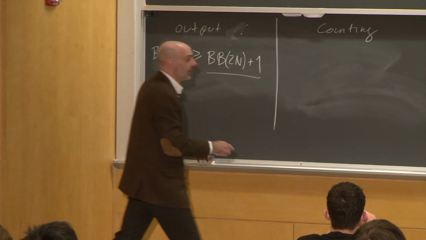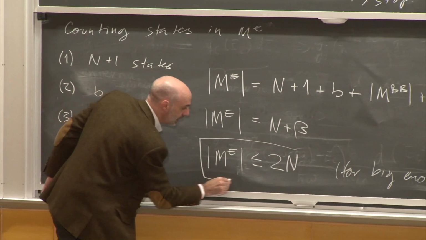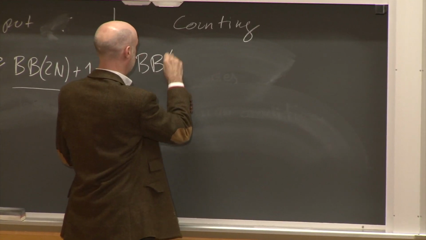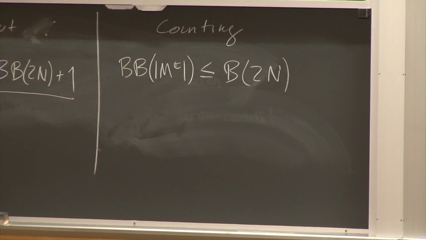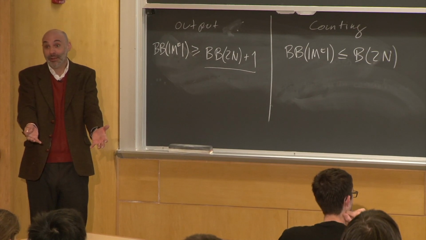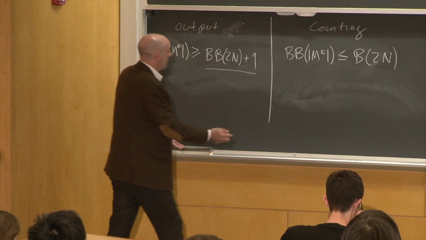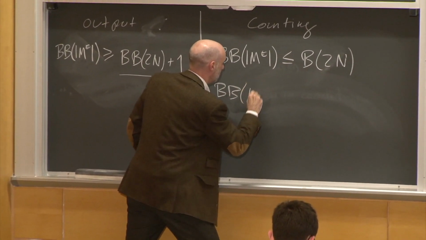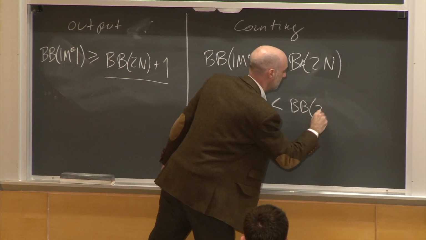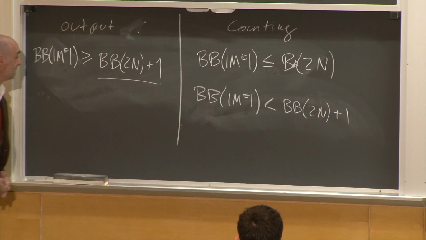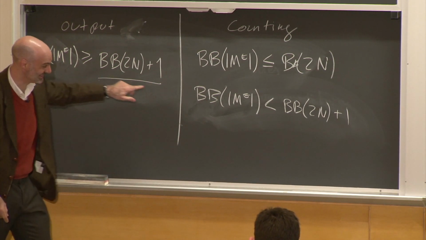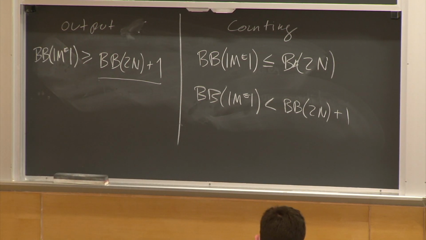OK, but now let's look at this result from our counting exercise. Because we know that, we know this. Because 2n is at least as big as that, and if you allow for more states, the busy beaver number is never going to go down. It can only go up. So that has got to be true. And then we're done, because these two are inconsistent. What in the universe could be cooler than that?